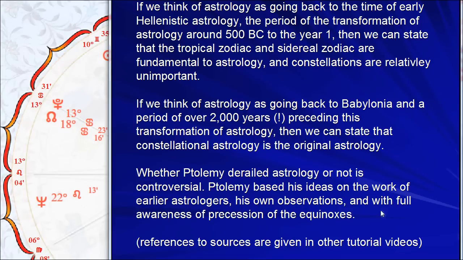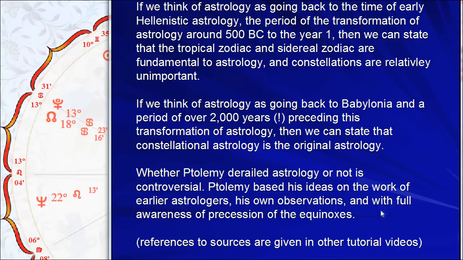In the top paragraph I say, if we think of astrology as going back to the time of early Hellenistic astrology, that's the period from, very, very roughly 500 BC to the year 1. People are going to argue about the dates, but somewhere in that roughly that time period, we can state that the tropical zodiac and the sidereal zodiac are fundamental to astrology, and the constellations become relatively unimportant. If we think of astrology as going back to Babylonia, and that period of over 2,000 years prior to 500 BC, then we can state that constellational astrology is the original astrology.